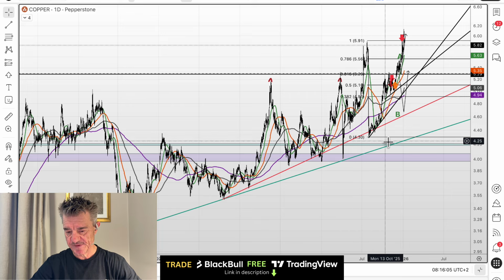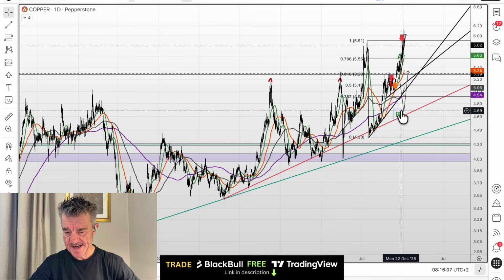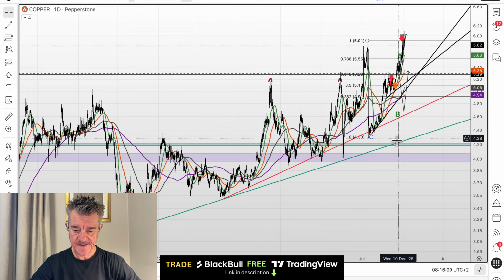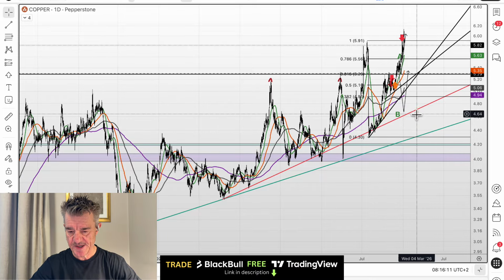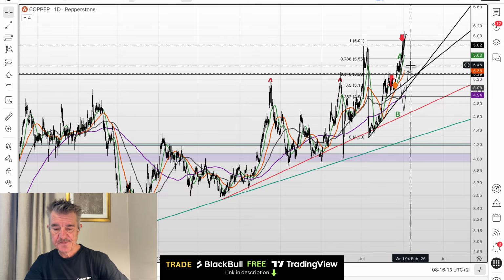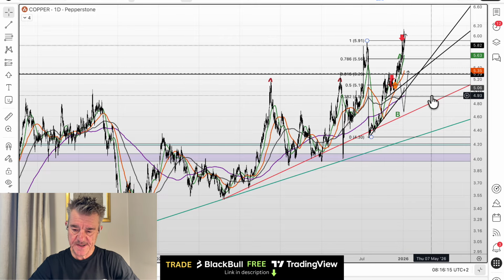Draw those onto your charts. Have a look at where those are. But I think point B is probably easy. And further down would be a little bit tricky, but somewhere down into these sorts of levels. By the time we get there, we'll probably be at around $5, $4.90, something like that. We're currently trading at $6.